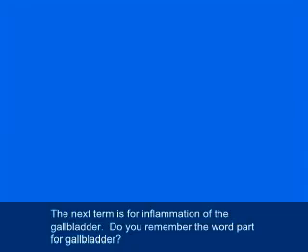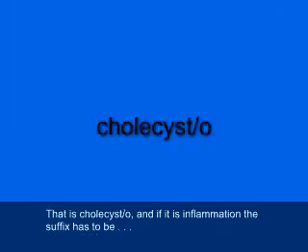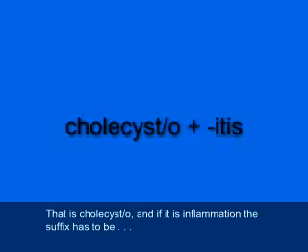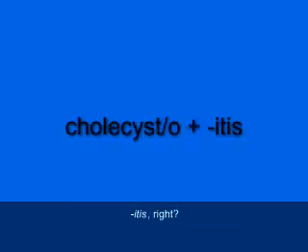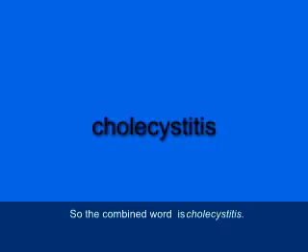The next term is for inflammation of the gallbladder. And do you remember the word part for gallbladder? Well, that's cholecysto, CHOLECYST/O. And if it's inflammation, the suffix has to be itis, right? So the combined word is cholecystitis, CHOLECYSTITIS.